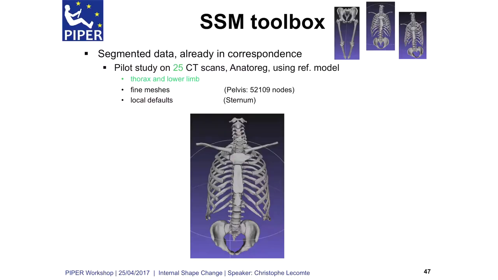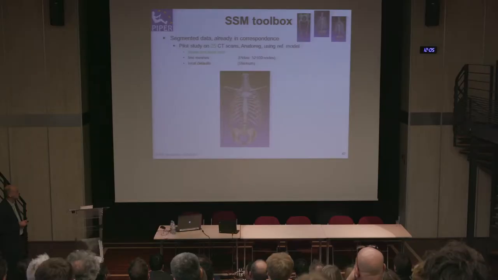So now, why don't we use this for the full body? First, this is limited to the thorax and the lower limb at this stage. Also, the meshes are a bit too fine for the deformation. This is more than what we want. For example, for the pelvis, there are 52,000 nodes. There may also be local defaults like that, but otherwise, it works well.